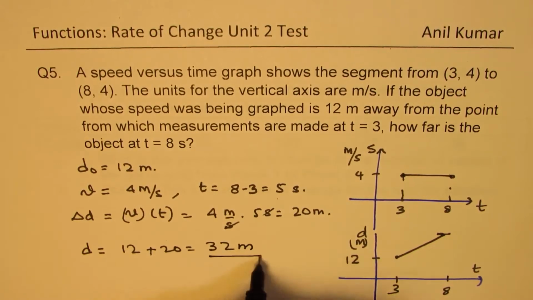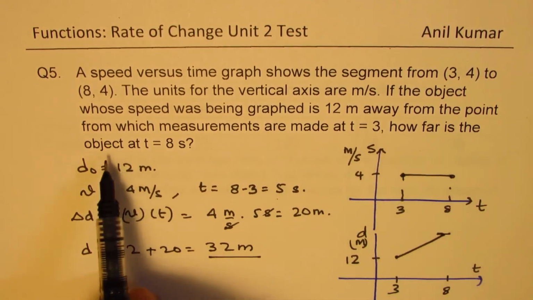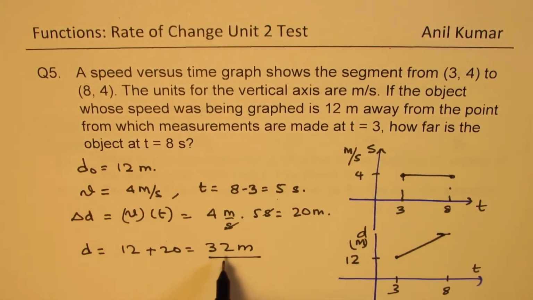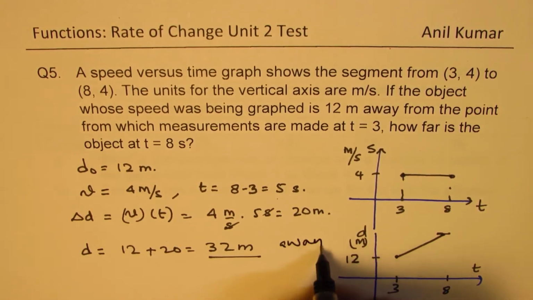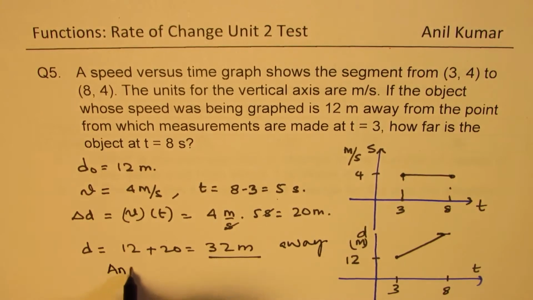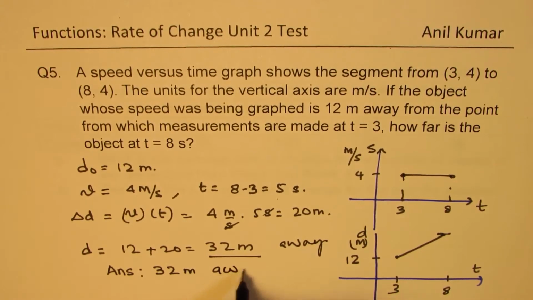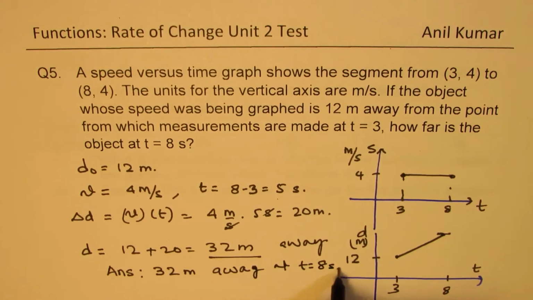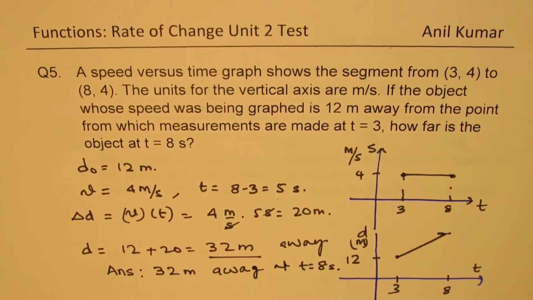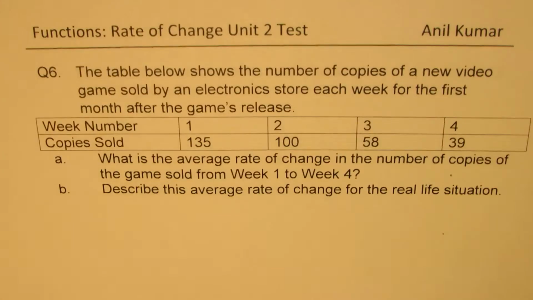Is that clear to you? So how far is the object at t equals 8 seconds? It is 32 meters away. So that is our answer. Is that clear to you, right? So the object will be 32 meters away at t equals 8 seconds. Perfect. So that is how we are going to answer this question. I hope it is absolutely clear. Now let's take up the next question, which is question number 6.